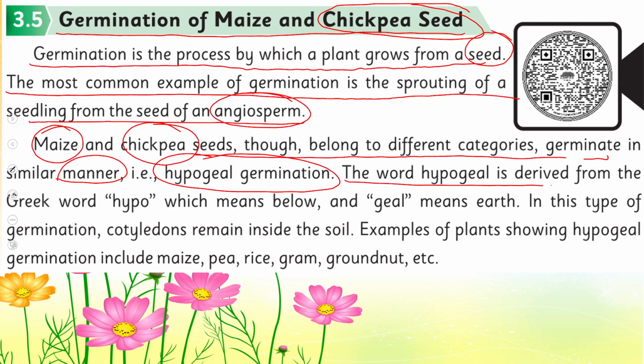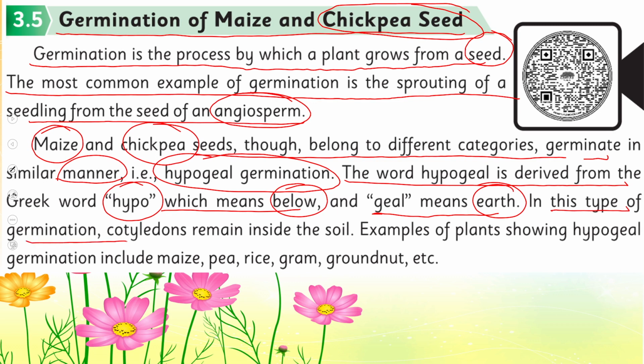The word hypogel is derived from the Greek word hypo, which means below, that is, under, and gel means earth, that is, under the ground. In this type of germination, cotyledons remain inside the soil.